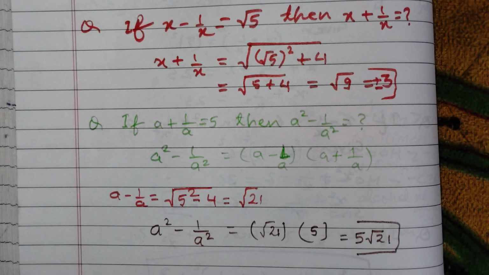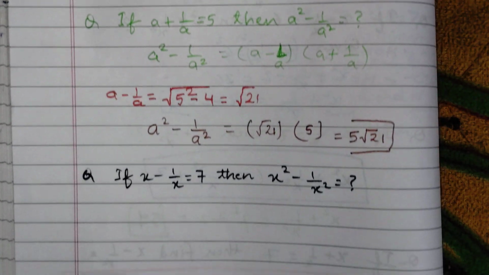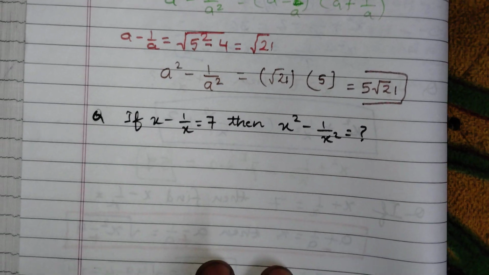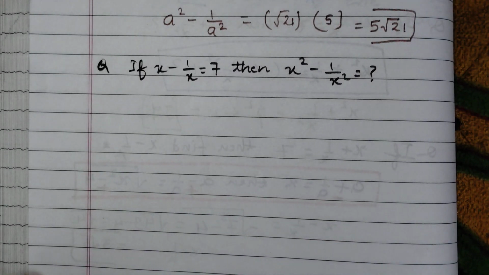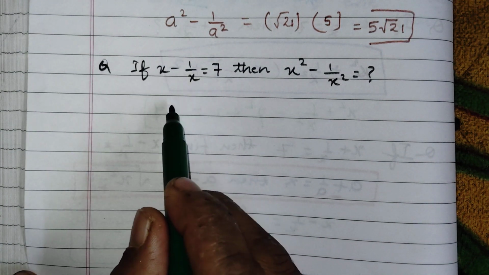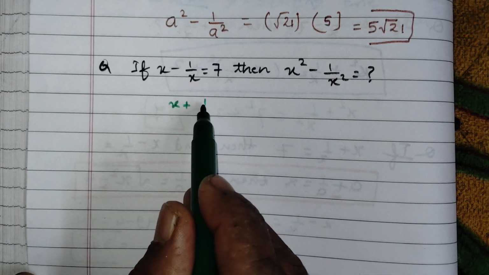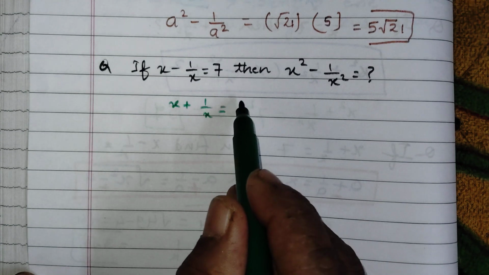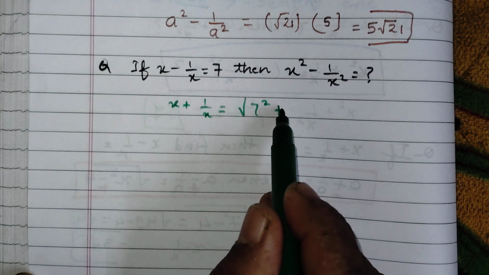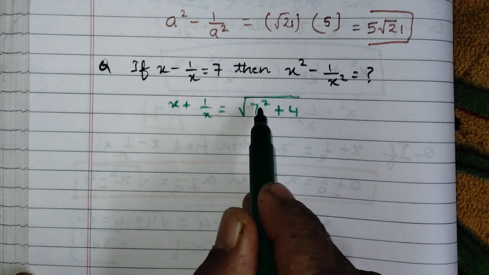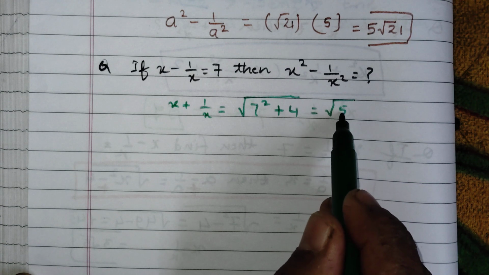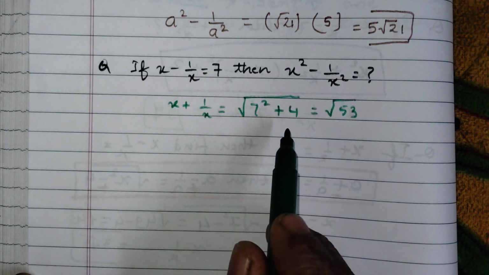Next question is, if x minus 1 upon x equal to 7, then find x square minus 1 upon x square. So according to previous question, there is given x minus 1 upon x equal to 7. So first we find x plus 1 upon x. Its formula is square root 7 square. Here is plus, so we write plus 4. So 7 square is 49. 49 plus 4, 53. So square root 53 is x plus 1 upon x.